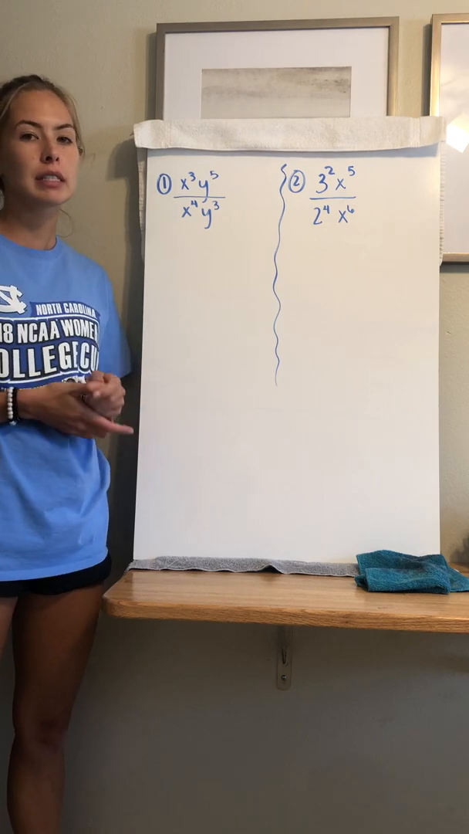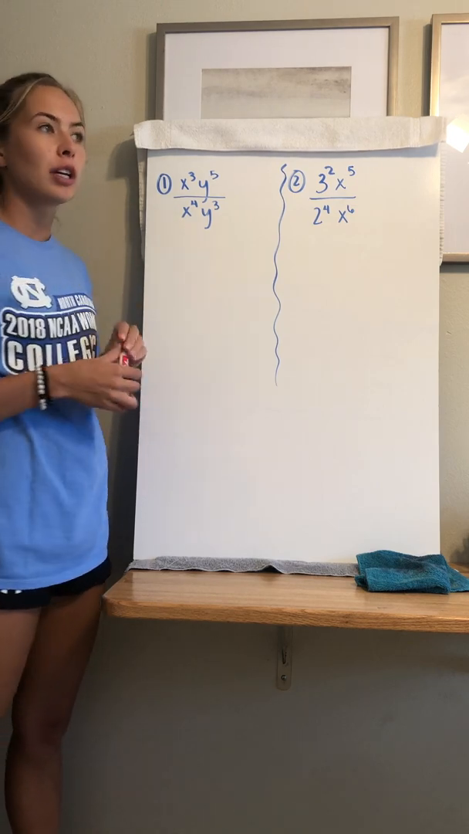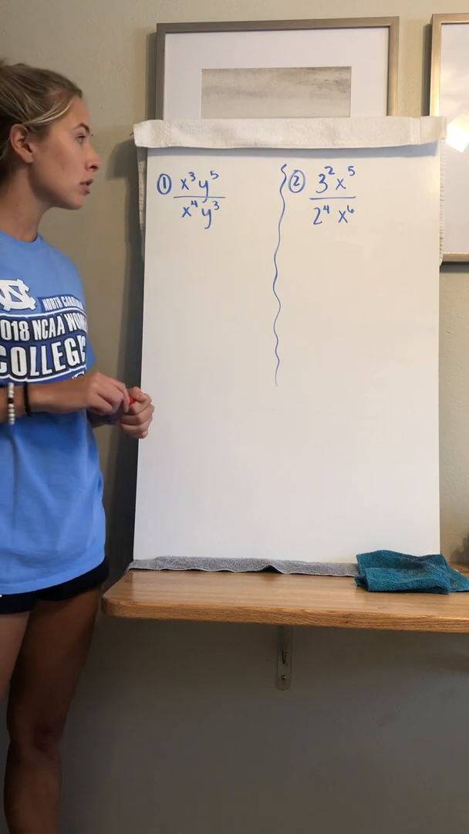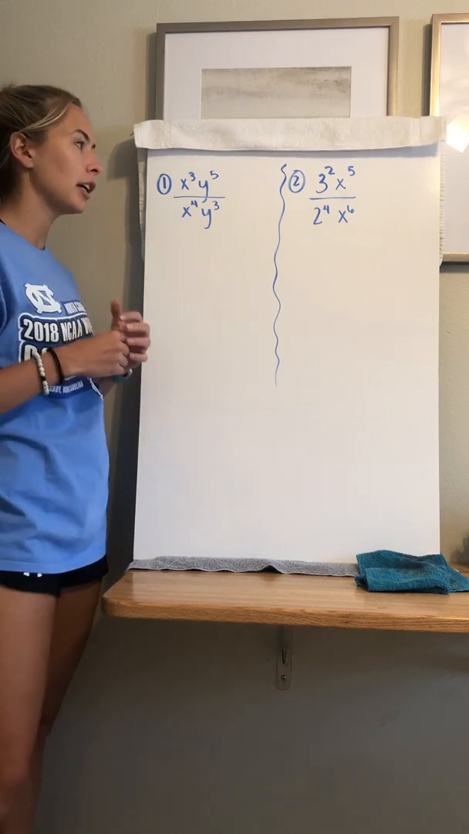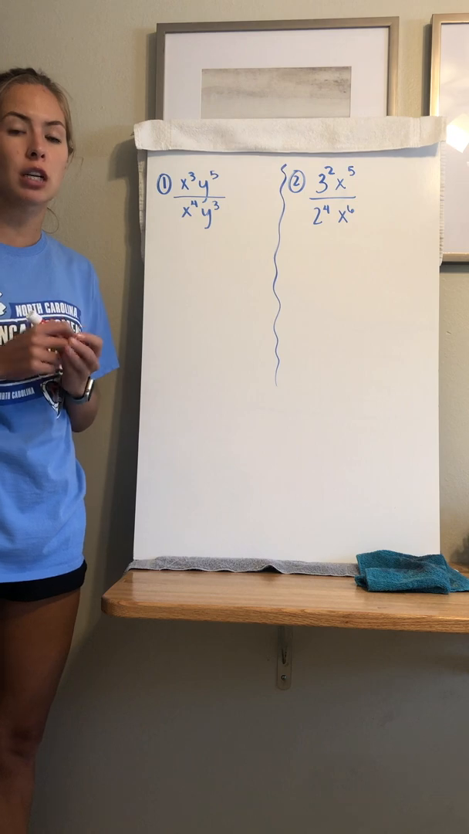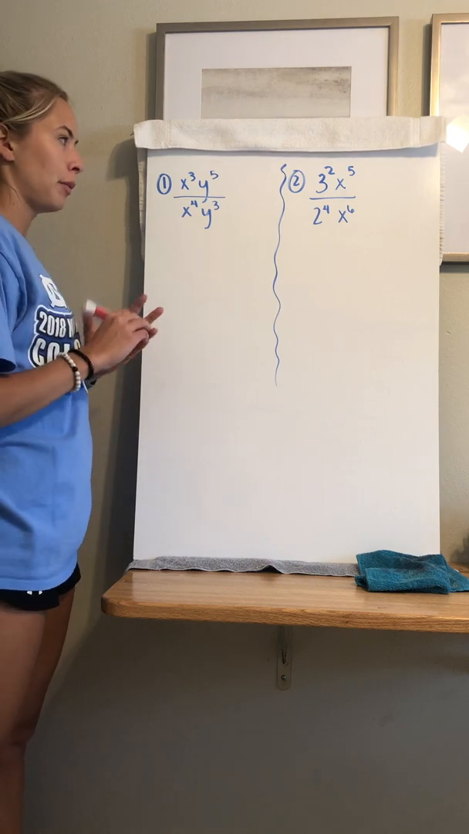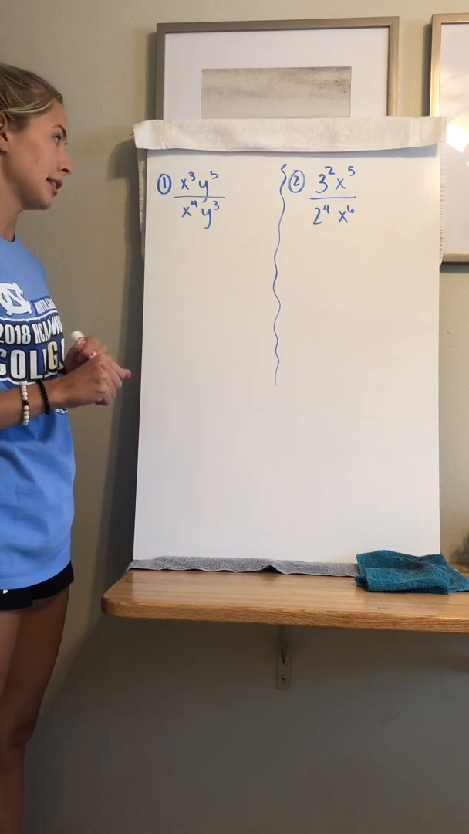Okay, so part B of this lesson, we're just looking at expressions with multiple variables. We have two problems here that we're going to take a look at. We're not expanding anything, we're just going to go ahead and look at the rule that we were using in part A of this lesson.